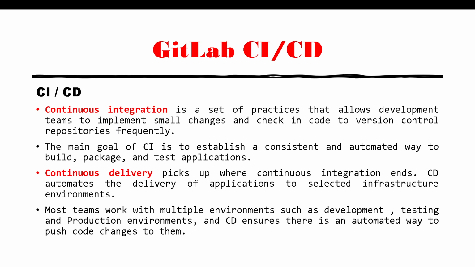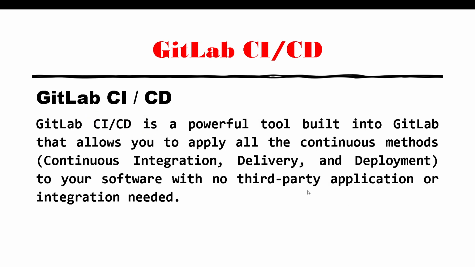Now, continuous delivery picks up where continuous integration ends. CD automates the delivery of applications to selected infrastructure environments. Now we can have different environments like development, test, and production environments. So the main goal of continuous delivery is to push the package or the application to the respective environment. So with this concept, let's understand what is GitLab CI/CD.